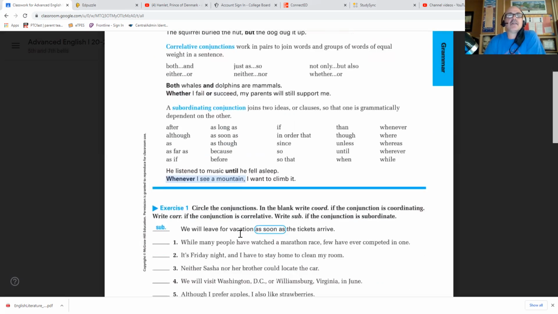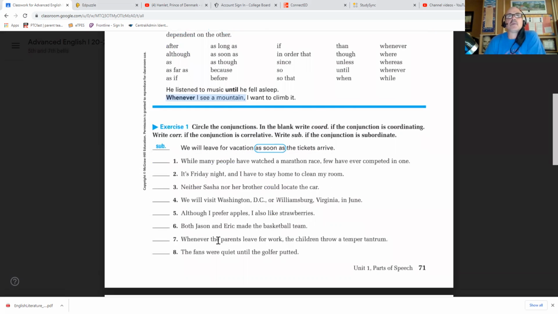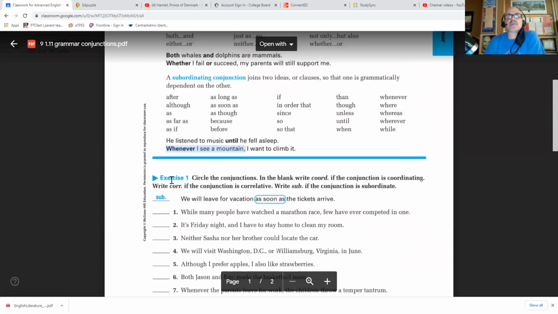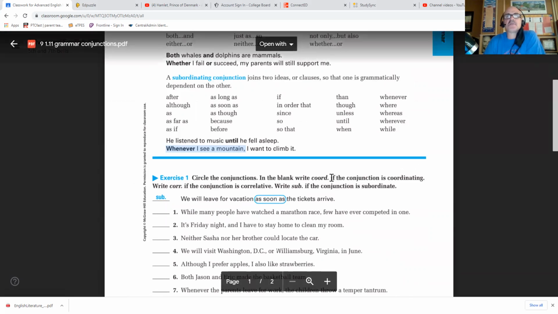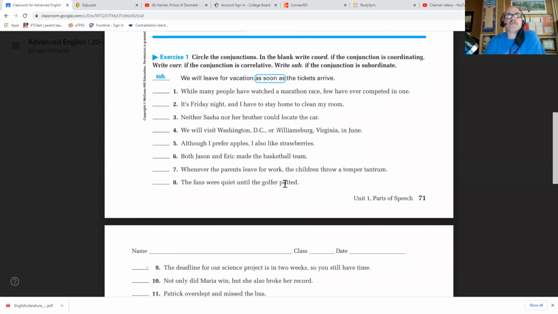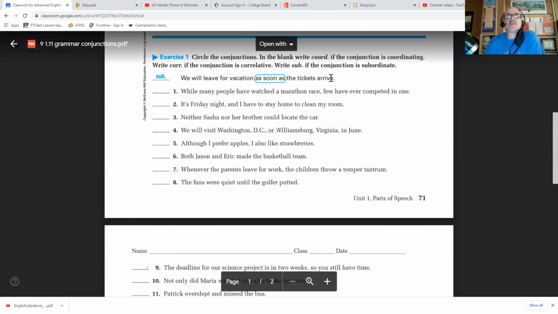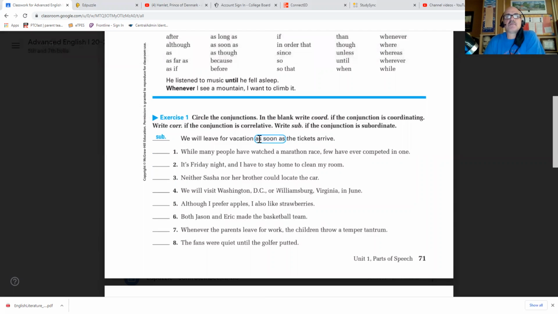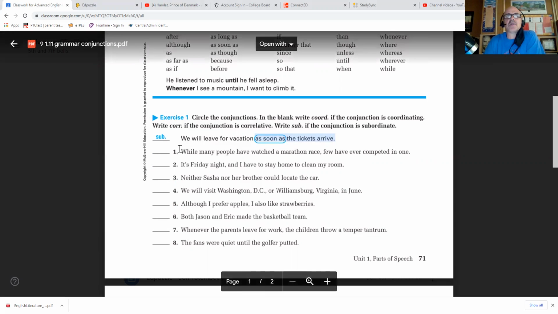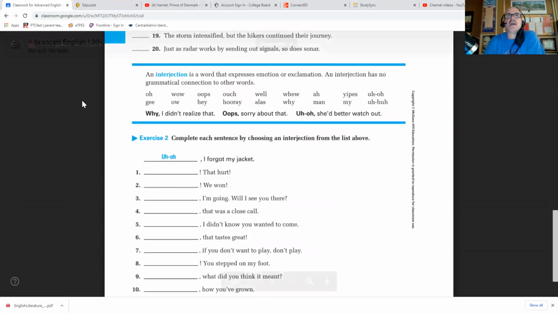You get it? All right, so for exercise 1, I think we're going to do the first 15 out of 20 of these, and the directions ask us to circle the conjunctions and then write what kind you have. So find them all and label each as coordinating, correlative, or subordinating. Don't just write C. Make sure you're distinguishing between coordinating and correlative. Okay, 1 through 15, just like this here. "We will leave for vacation as soon as tickets arrive." You recognize that "as soon as" is multiple words, but it is a subordinating conjunction forming a subordinate clause here, okay? You label it there. 15 of those.